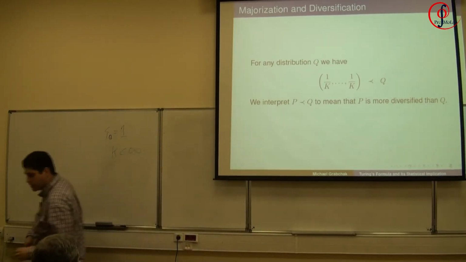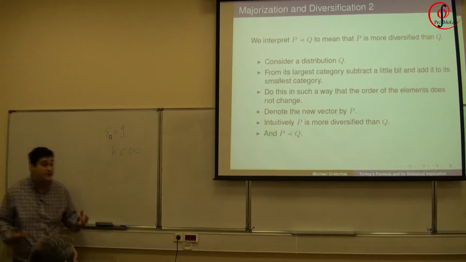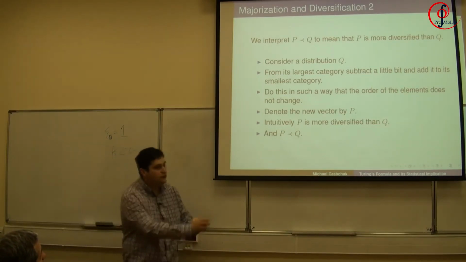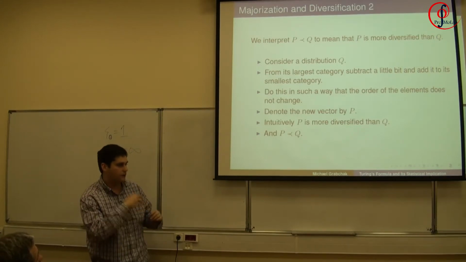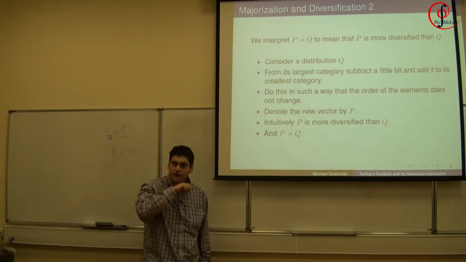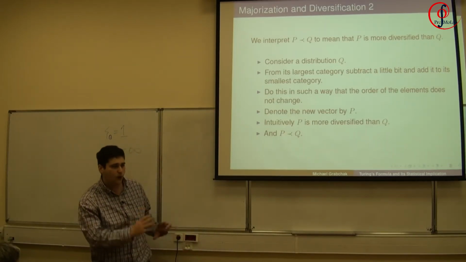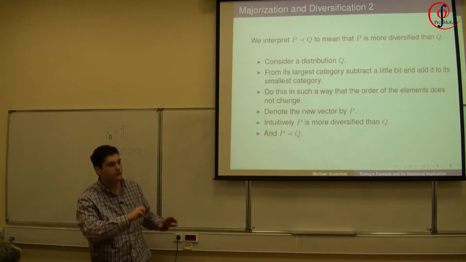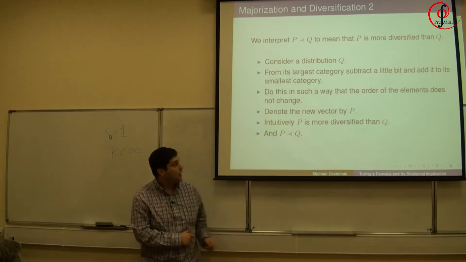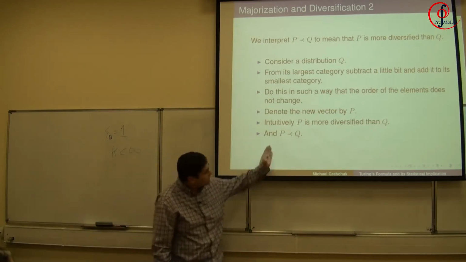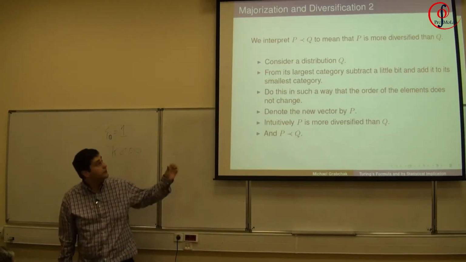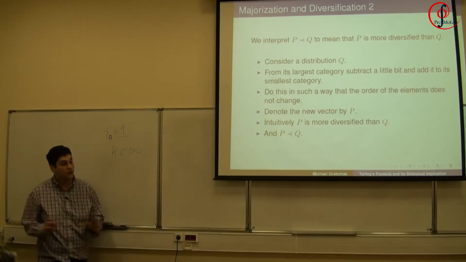I want to give a second intuition, which I also discussed last time, but this is the one that really helps me to think about this. If we have some distribution Q, and we take a little bit of probability mass from its most probable letter, the one with the highest probability, and we add it to the letter or species with the smallest probability, but we do this in a way that doesn't change the order of the probabilities, and we denote this new vector p, I think intuitively we can think that p should be more diversified than q, and it's very easy to show from the definition that p in fact is majorized by q. So maybe that's a little bit more intuition as to why we think that if p is majorized by q, then p is somehow more diverse.